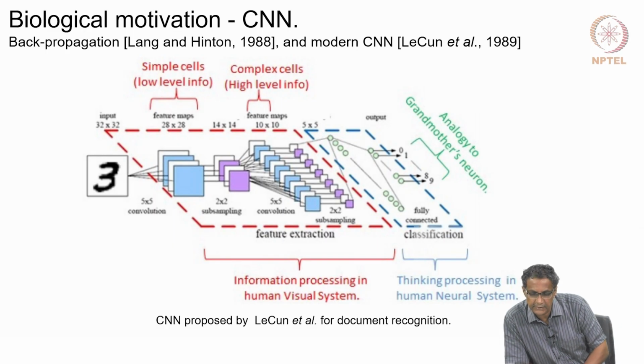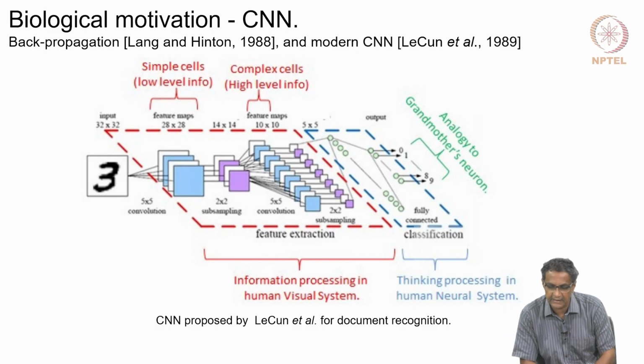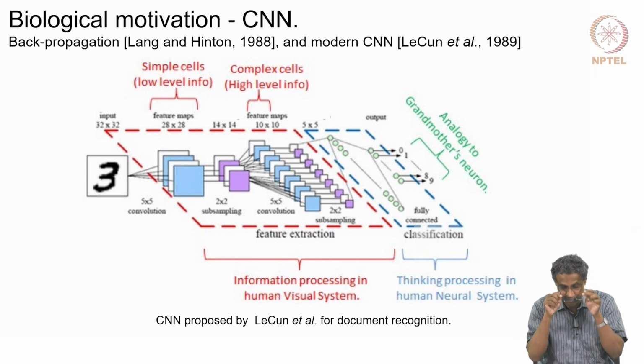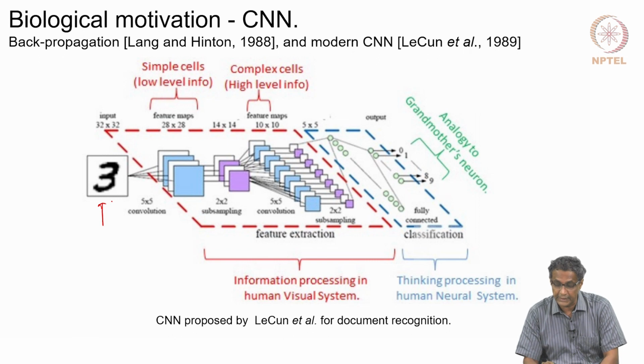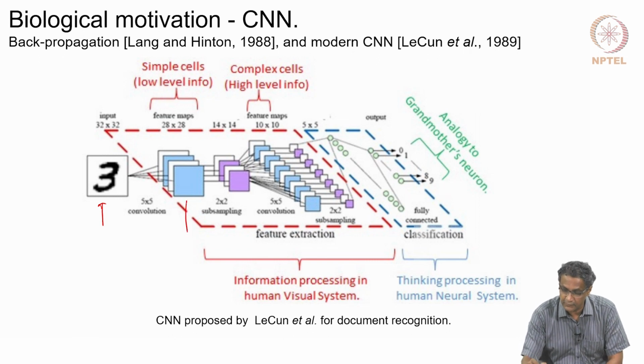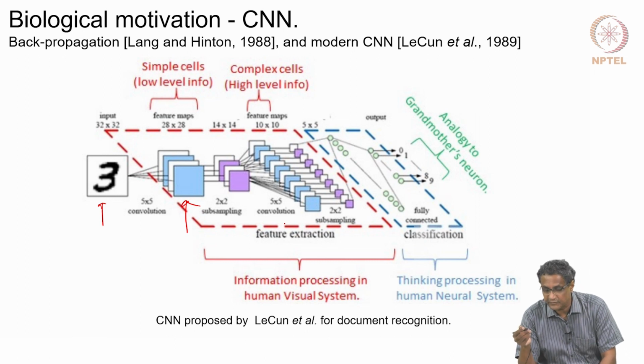Okay, so for example, if you look at a modern CNN, this is meant for character recognition. This is how it looks. Here is an input which is an image that is going in, and then similar to your MLP, you have various layers.